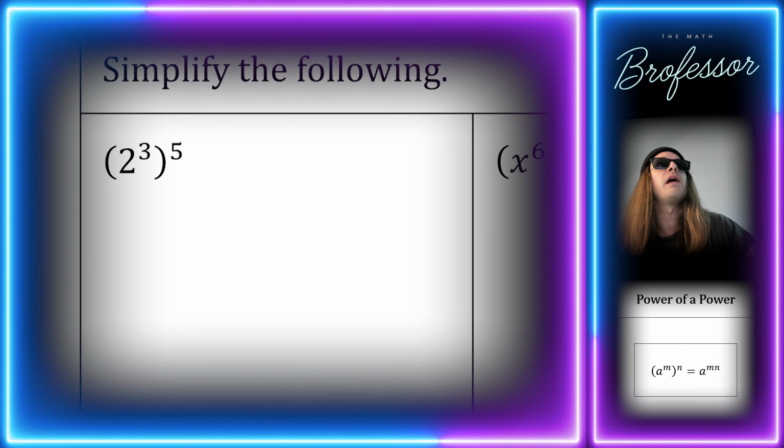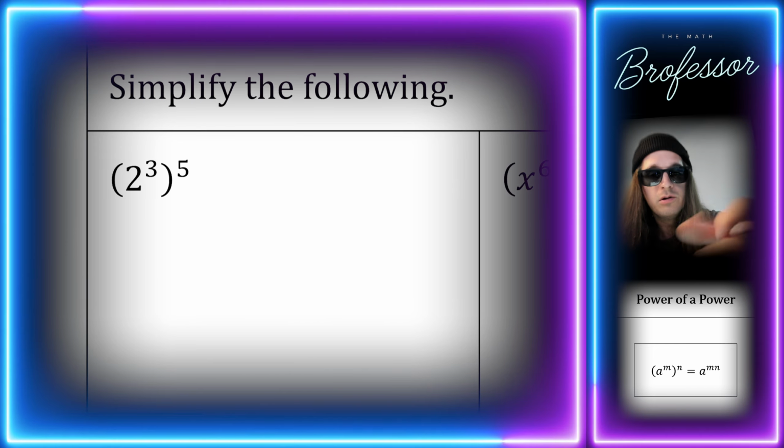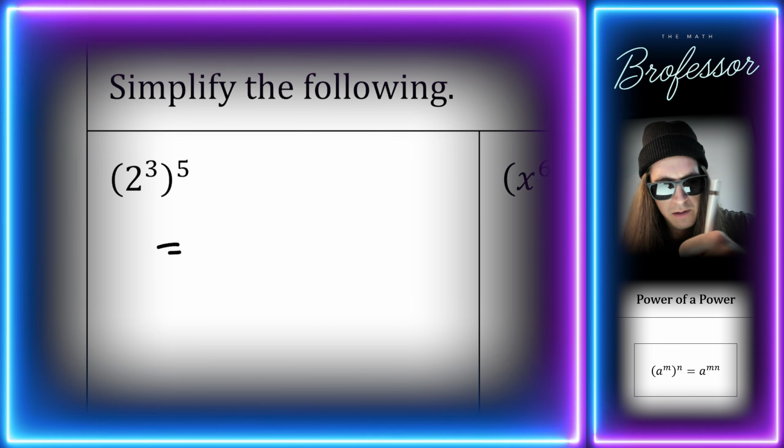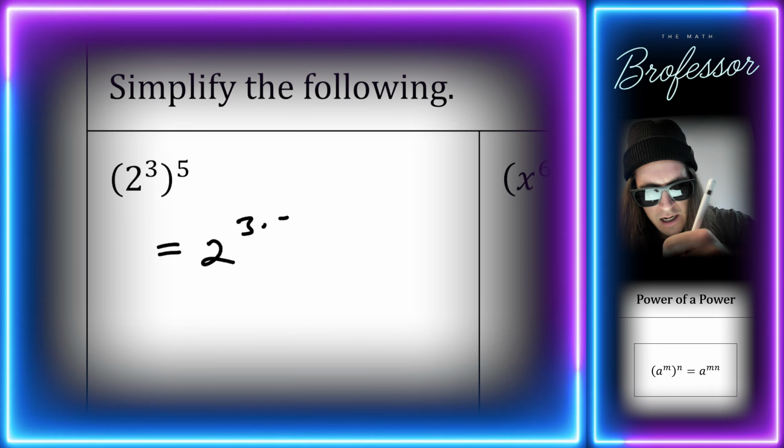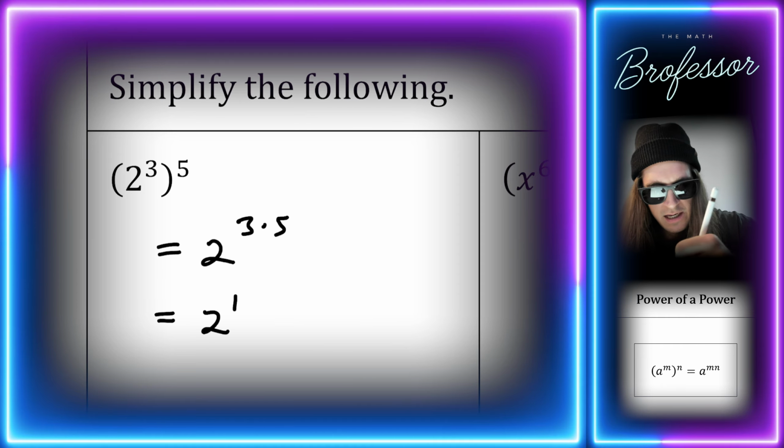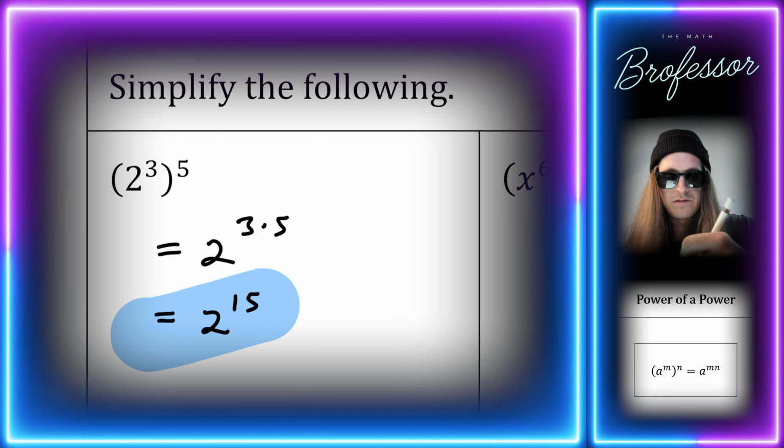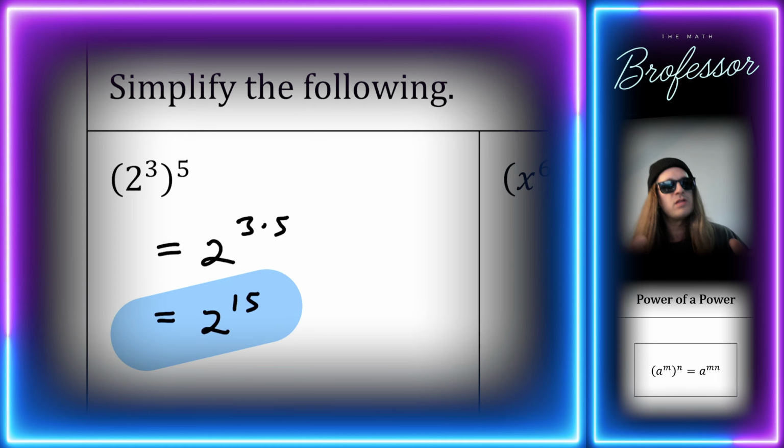So first one, we have 2 to the third to the fifth. So that's a power to a power. Multiply the exponents. 3 times 5 is 15. And no, you don't have to figure out what 2 to the 15th is, right? That's a little too much. You just leave your answer like that. That's fine right there, just like that.